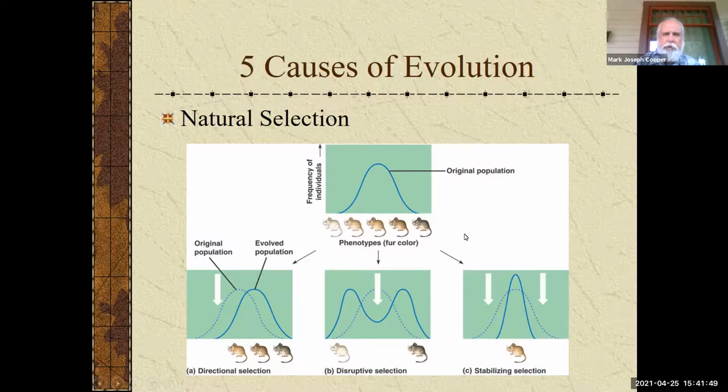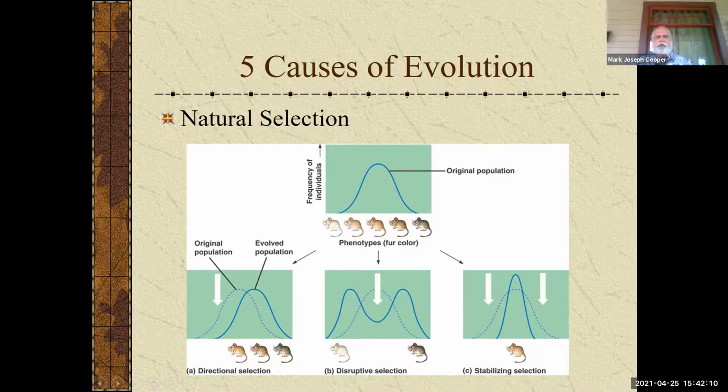I want you to know what they look like. And the white here is what the environment is choosing against. So here what they're showing you is diversity in a mouse, all the way from very light to very dark, and then the average population is somewhere in the middle. So 3 different types of selection.